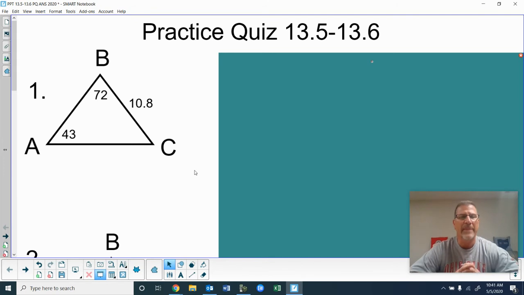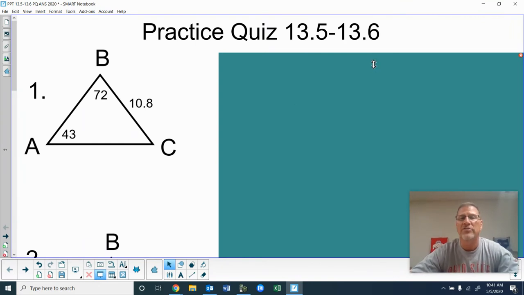So here's number one. I just threw all the pictures out first, but here's the information you were given. Angle A was 43 degrees, angle B was 72 degrees, and side A was 10.8. Since we have two angles, we can always use the law of sines to solve the triangle. Each of these problems, numbers 1 through 6, has 3 answers. Some of you were in the beginning not solving the whole triangle, so make sure you do that.